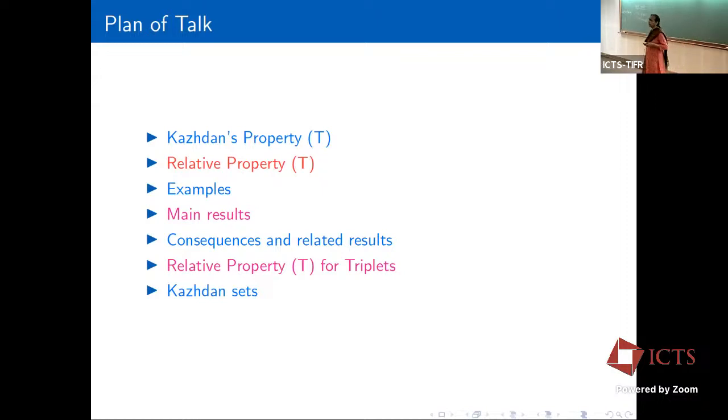These triplets are not the usual triplets. They are not born at the same time. It's about a group and a subgroup and another subgroup. So they are different.